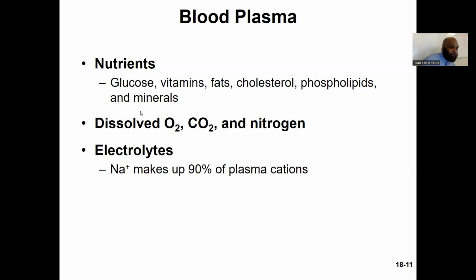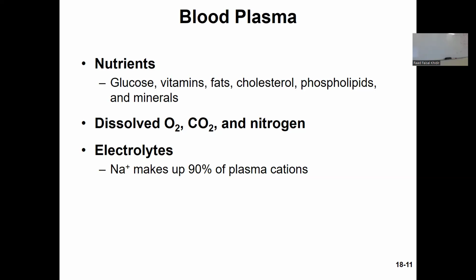Vitamins, phospholipids. Phospholipids are used for the integrity of our plasma membrane. You replenish your own plasma membrane phospholipids. The blood plasma also has dissolved oxygen, so not all the oxygen is carried by red blood cells. So don't assume that 100% of the oxygen is here in the red blood cell compartment.